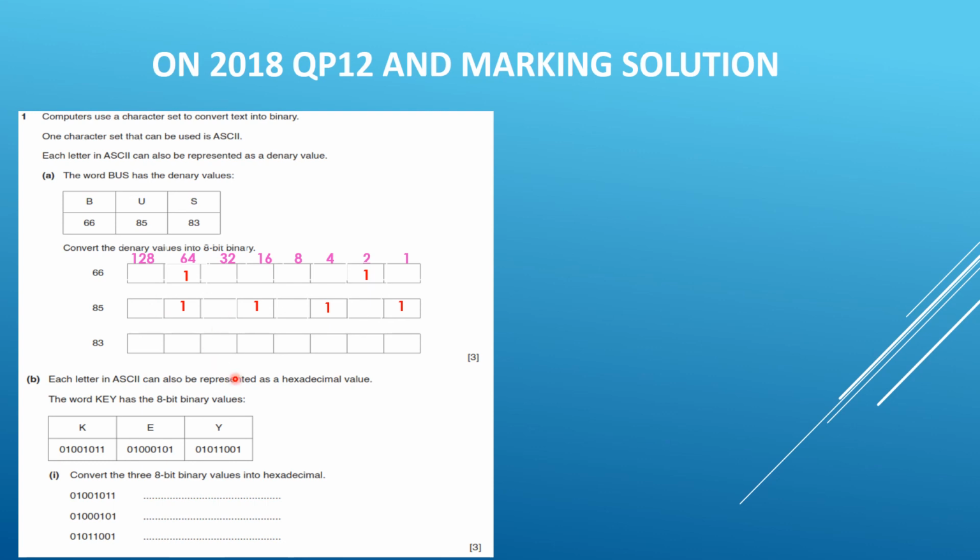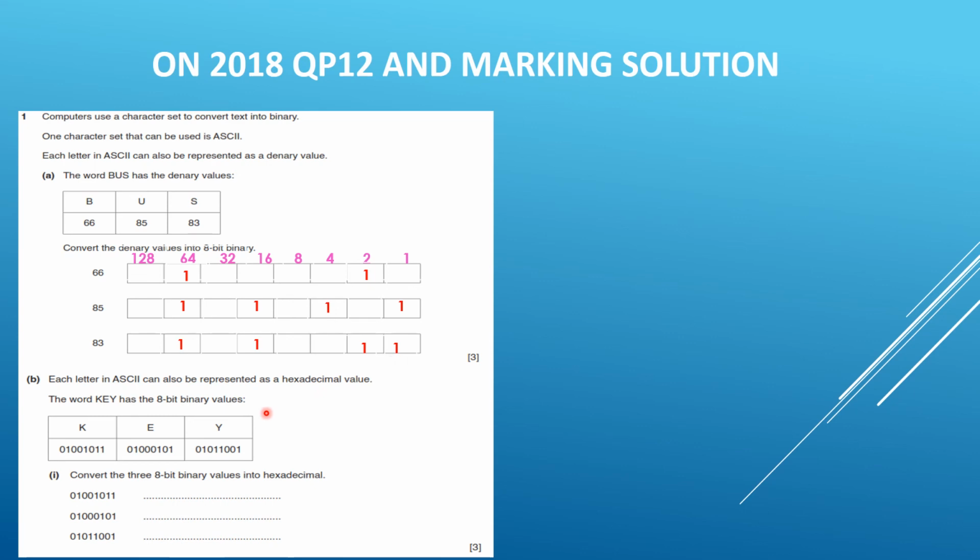Okay, and the third one is 83. This is very similar to the previous one. To get 83, I will put 1 under the binary notation 64, and then 16. I got 80, and now to get 3, I'll put 1 under the binary notation 2, and then 1 under the binary notation 1. So this is a 3-mark question. For each conversion, you are going to get 1 mark.